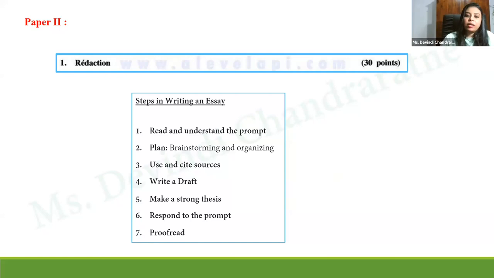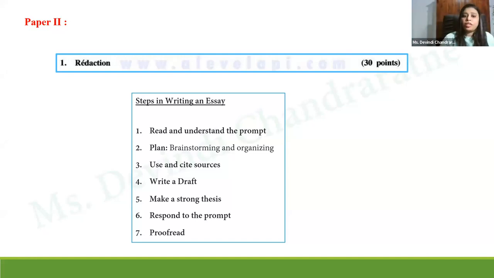Then the 6th thing I have added here is responding to the prompt, which means you are answering the question itself. If it is environmental pollution, you can talk about the universal things, you can talk about the local things and everything, but only those related to environmental pollution, right? Responding to the prompt is a must. Background things can be dealt with, but you can't go for out-of-topic things, right?